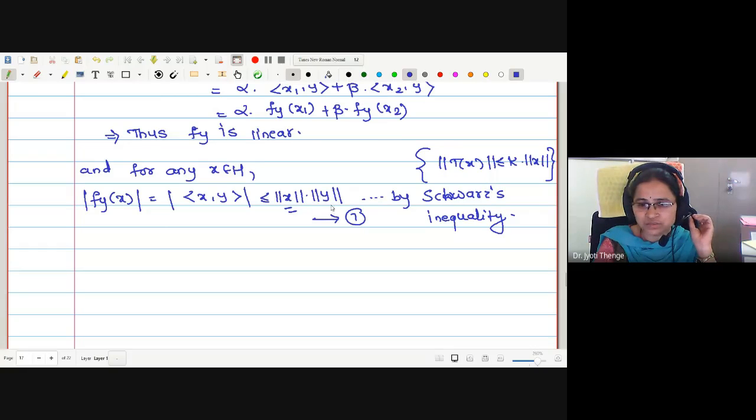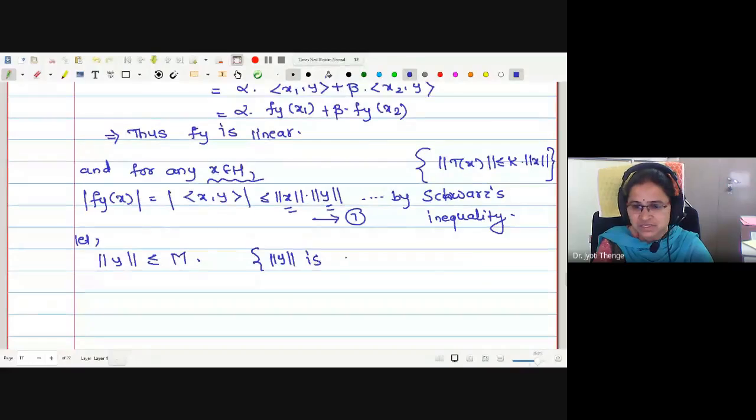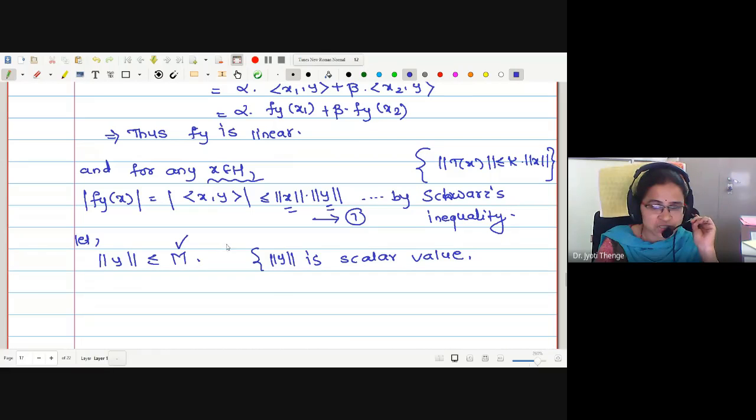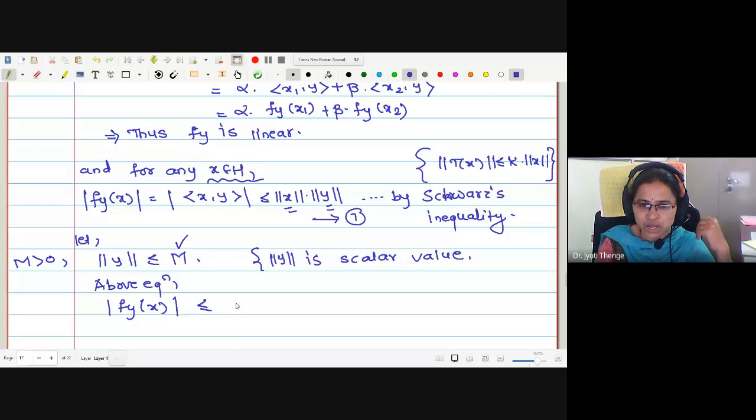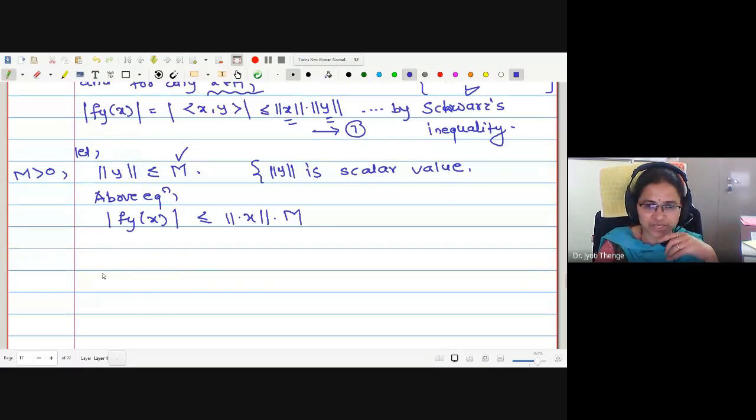But look at these two vectors involved, norm x and norm y. Though x is arbitrary, y we have already fixed. Once I fix the vector y, what about its norm value? May I say the norm value is fixed? Norm y is a scalar value. Therefore, one can easily find a positive constant m greater than 0 such that norm y is less than or equal to m. Therefore, the above equation becomes mod of fy operated on x is less than or equal to norm x as it is into m. Therefore, this kind of inequality we have proved. Therefore, fy is bounded.